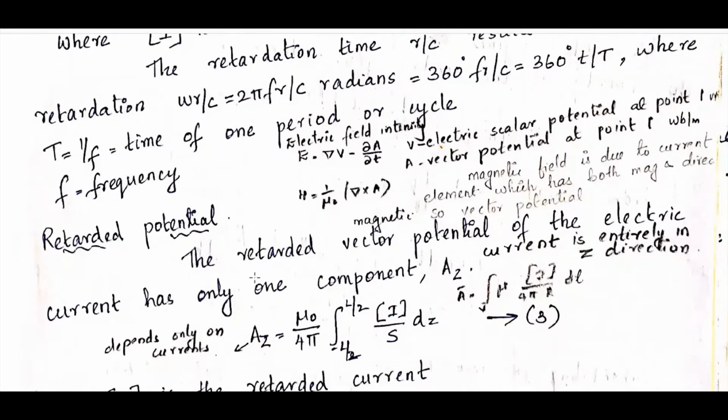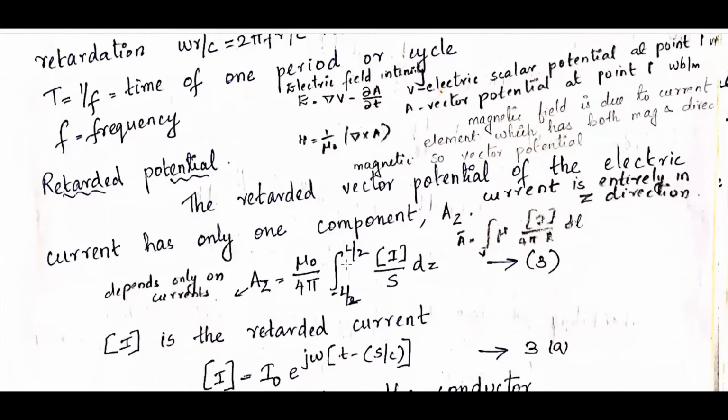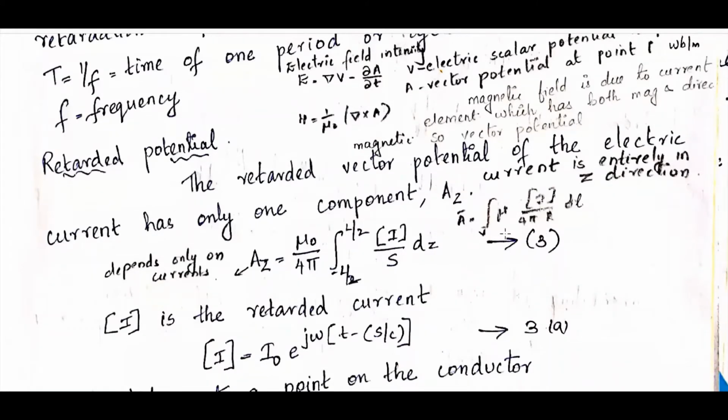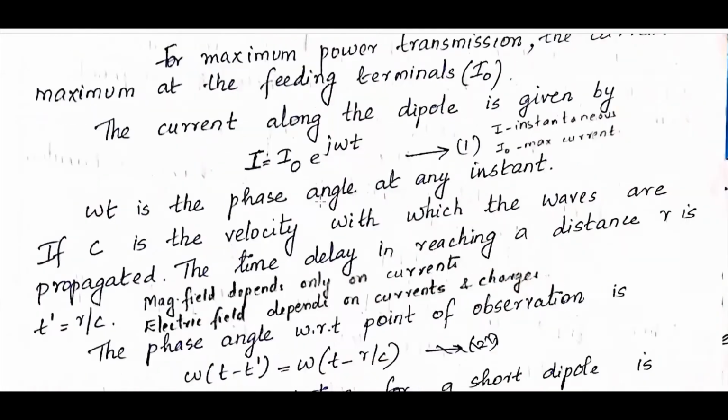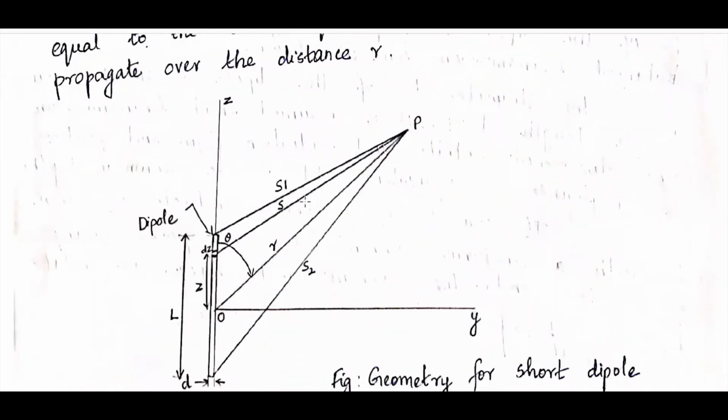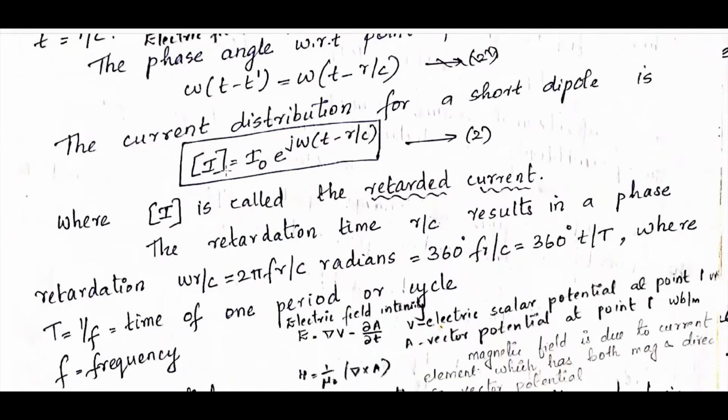Retarded potential, this is basically because of the magnetic field. The magnetic field will be due to the current, so this will have both magnitude and direction. We can write the general equation for the vector potential as A is equal to integral of mu into I by 4 pi r into dl. Considering the same equation in this case, in this diagram you can see the current is in the z direction, so the vector potential we can write as Az.